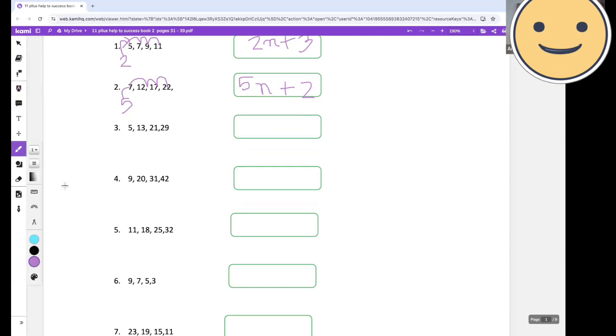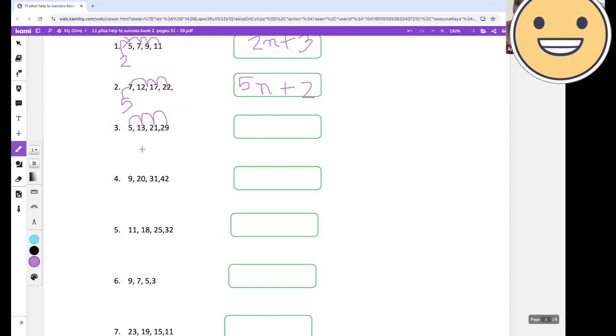Again, in number 3, you'll do the same thing as you did for the one before that. You will look at how to go from 5 to 13, 13 to 21, 21 to 29. So something n, plus or minus something. So what do you think that something would be? Maya, do you want to unmute and tell me the answer? Would it be 7n plus 2? No. You need to think from 5 to 13. What are you doing? 8n plus 5.